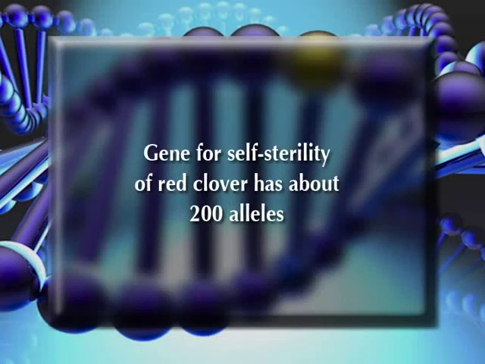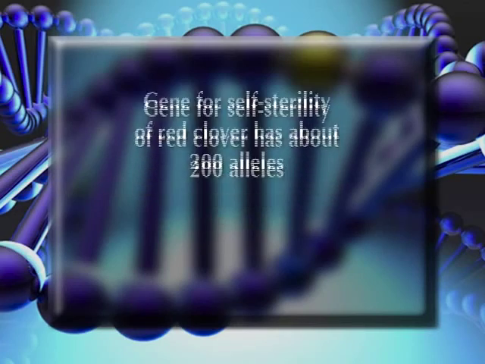In self-sterility, presence of a particular sterility allele in the ovule mother prevents the germination and growth of pollen grain having the same allele. The gene for self-sterility of red clover has about 200 alleles.